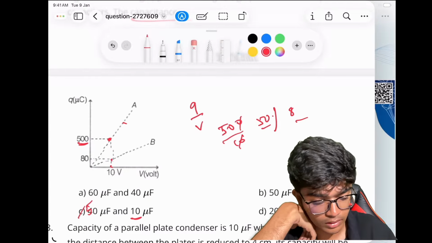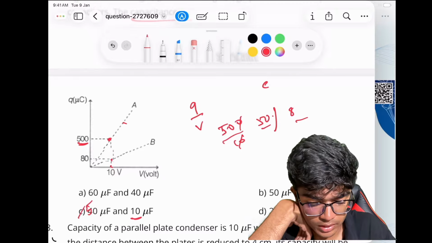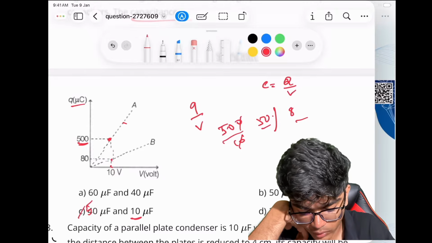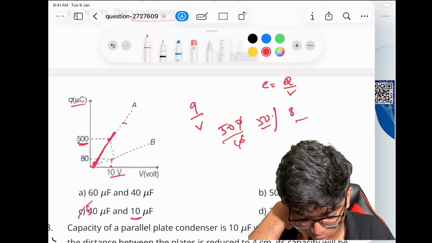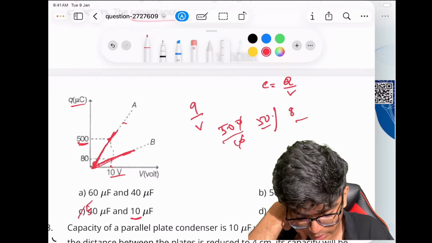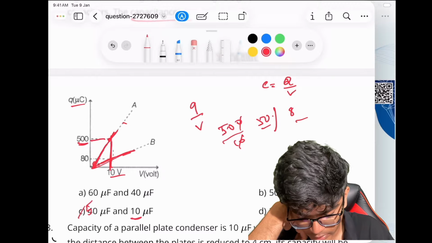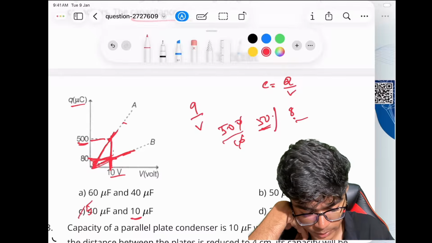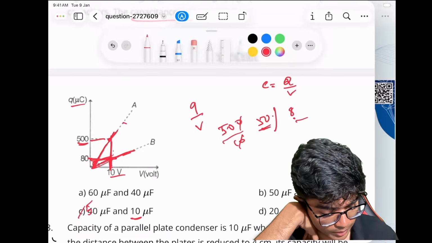Basically, our capacitance is nothing but C is equal to Q by V. Q by V is nothing but the slope. The slope which we can find, slope on the value of 500, on the value of 80, by which we are able to find the slope of individual capacitors. Okay. It's wrongly printed.